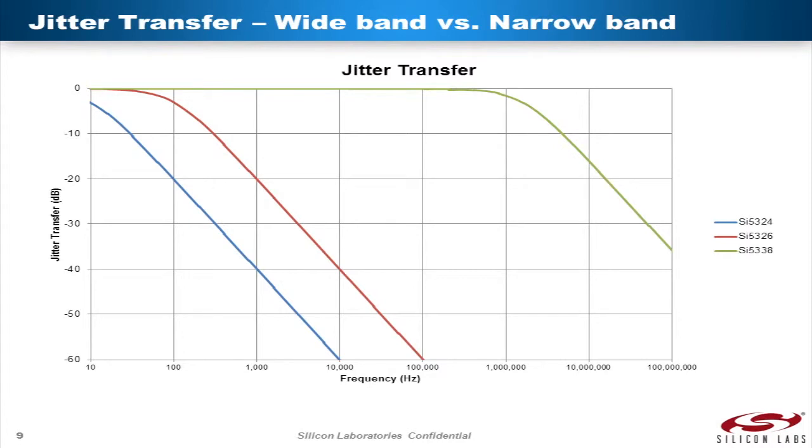As a consequence, if a wideband PLL, that is a PLL with a very large loop bandwidth, needs to have low output jitter, it must be driven by a low jitter clock source.